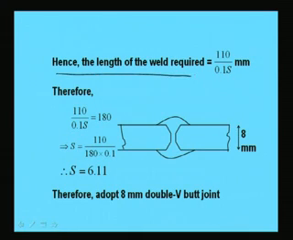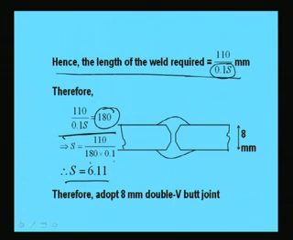So, the length of the weld required will be 110 by 0.1 S, because 0.1 S is the strength of the butt weld per millimeter length, and the maximum length that can be used is 180. Equating these two, we get S as 110 by 180 into 0.1, which is 6.11 mm. That means we can adopt an 8 mm double V butt joint.